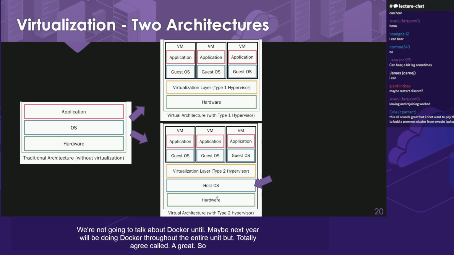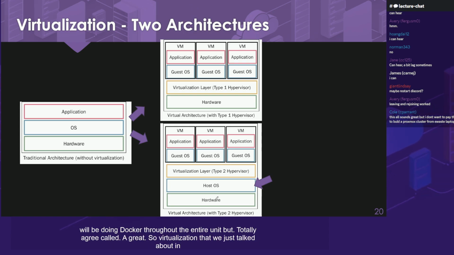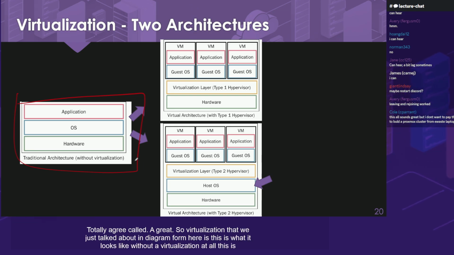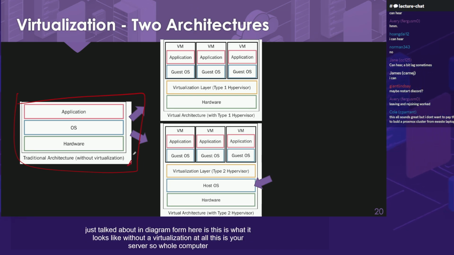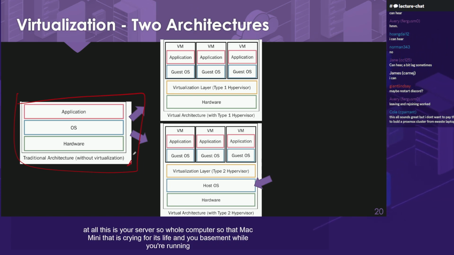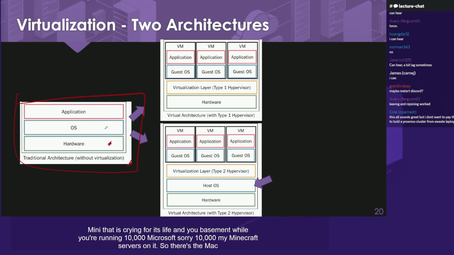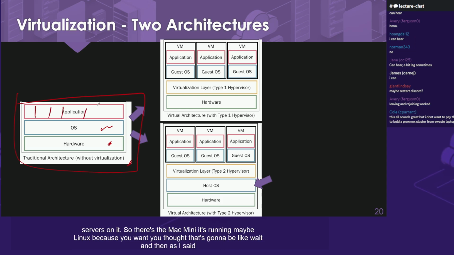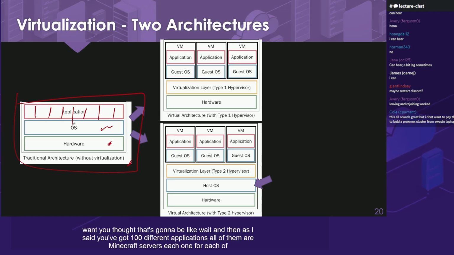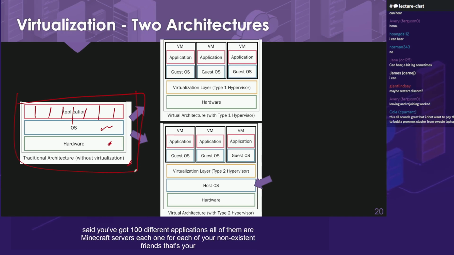So virtualization that we just talked about, in diagram form here, this is what it looks like without any virtualization at all. This is your server. It's a whole computer. It's that Mac Mini that is crying for its life in your basement while you're running 10,000 Minecraft servers on it. It's running maybe Linux because you thought that's going to be lightweight. And then, as I said, you've got 100 different applications. All of them are just Minecraft servers, each one for each of your non-existent friends. That's your basement brand, no virtualization.